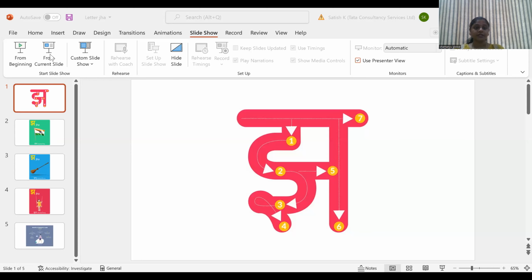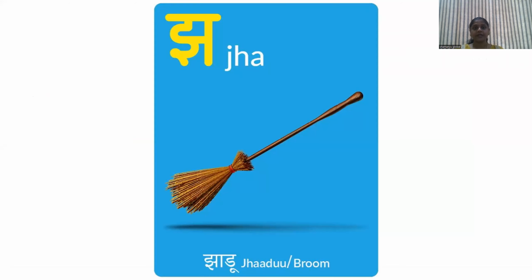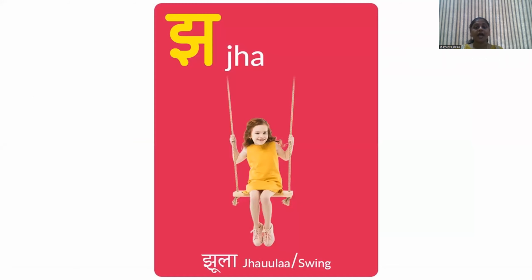And now let's see the different words which start with the letter Jha. Jha se Jhanda. Jhanda is a flag. Jha se Jhadu. Jhadu is the broom, the one which we sweep with. And Jha se Jhula, the swing we play on in the park, right? Yes, that is Jhula.